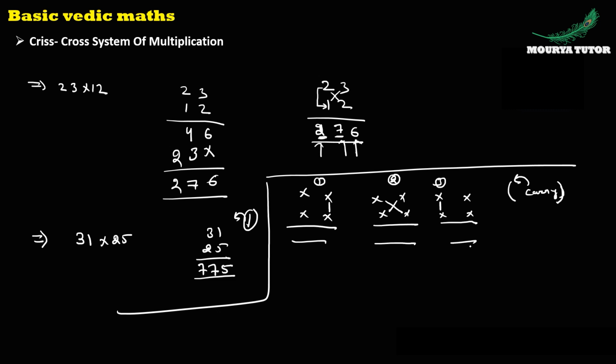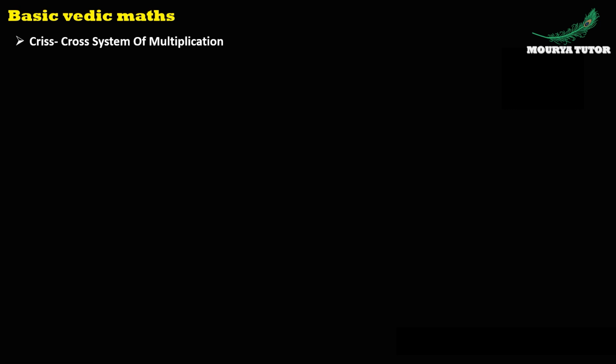Now you may ask, what if the number of digits is 3? Now let's understand that also with examples. Now let's suppose you have 121 into 302. You need to do multiplication using Vedic maths. So how will you do it?